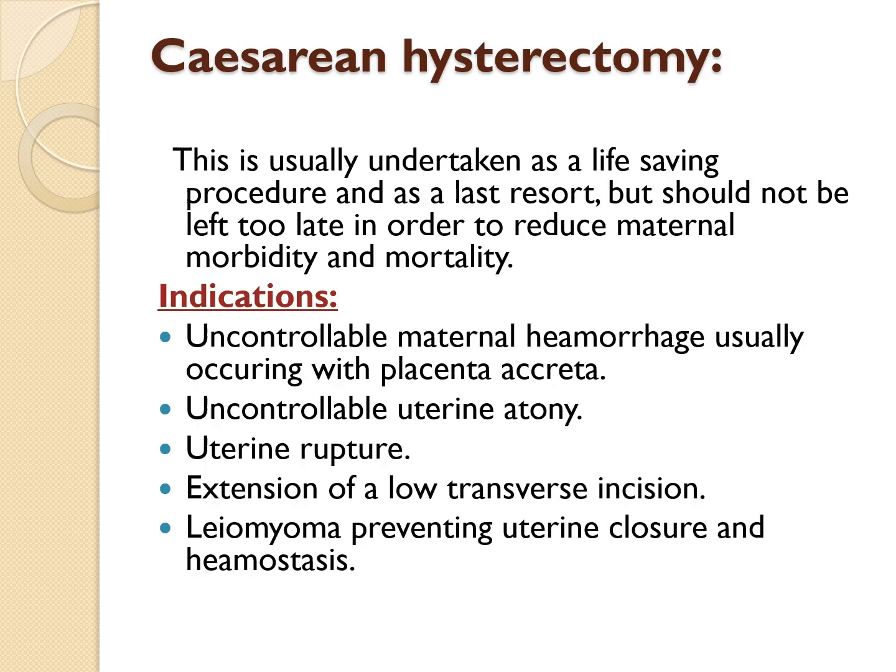Cesarean hysterectomy. This is usually undertaken as a life-saving procedure and as a last resort, but should not be left too late in order to reduce maternal morbidity and mortality. The indications of cesarean hysterectomy are uncontrollable maternal hemorrhage, usually occurring with placenta accreta, uncontrollable uterine atony, uterine rupture, extension of a low transverse incision, leiomyoma preventing uterine closure, and hemostasis.